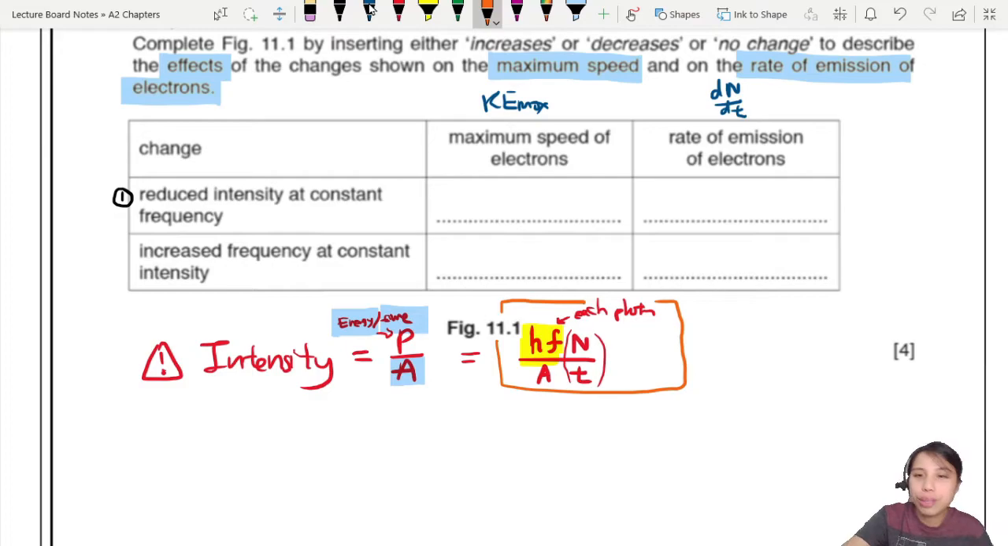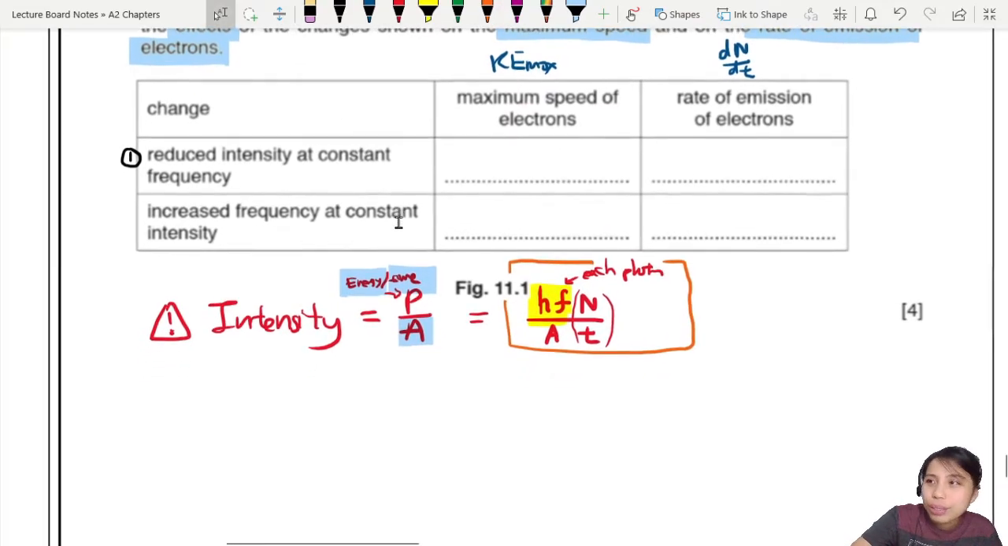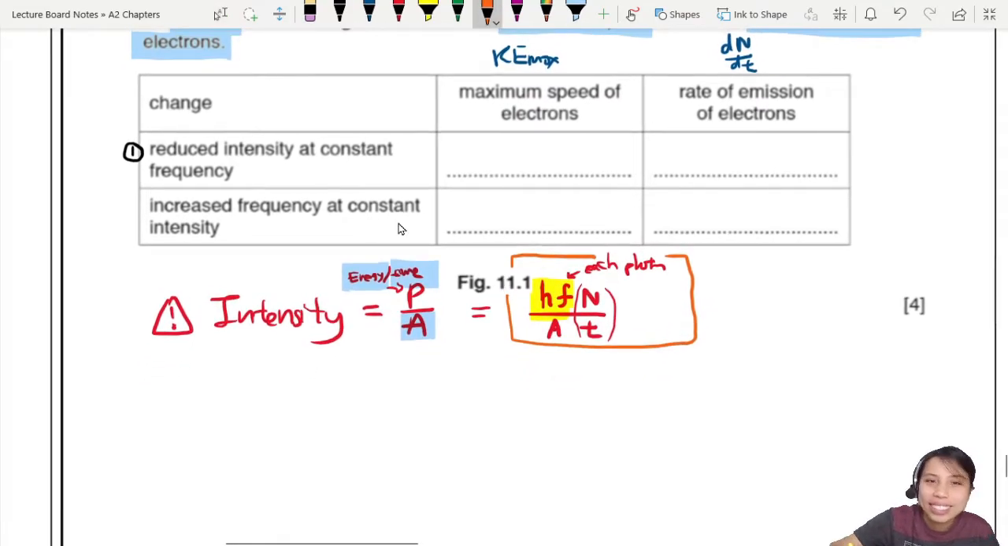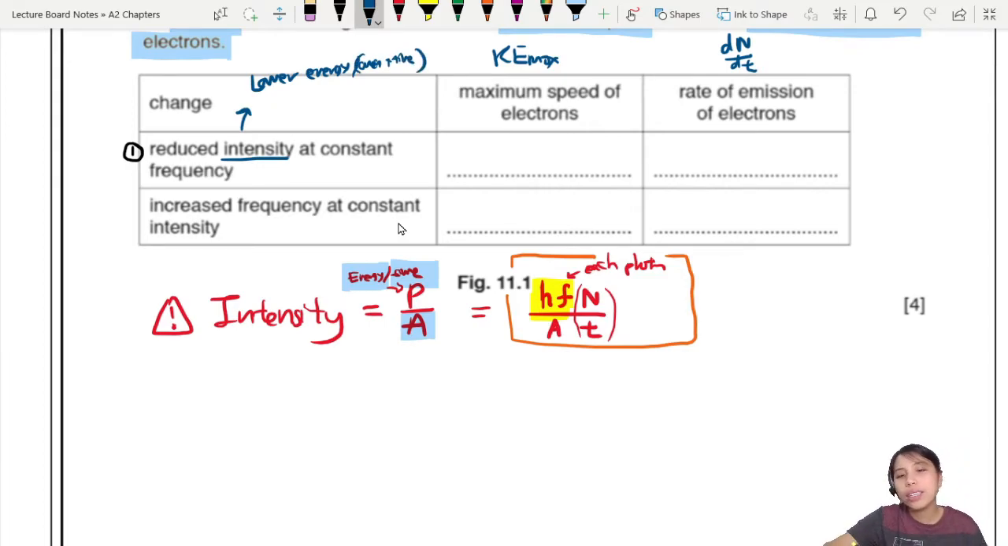Now let's go through this very carefully. Now that you know this shortcut, let's see. Reduced intensity means what? It just means lower energy per unit area times time. That's all it's telling you. Does that mean fewer photons? I don't know. Let's see. And constant frequency means the energy of each photon is fixed.